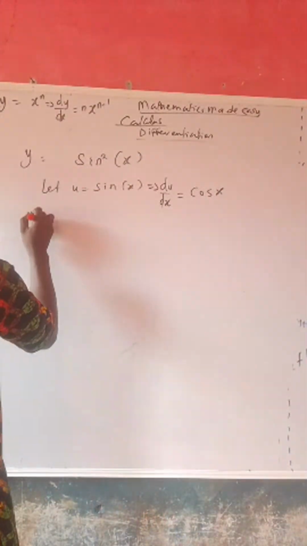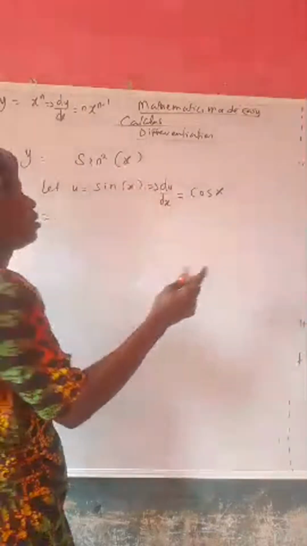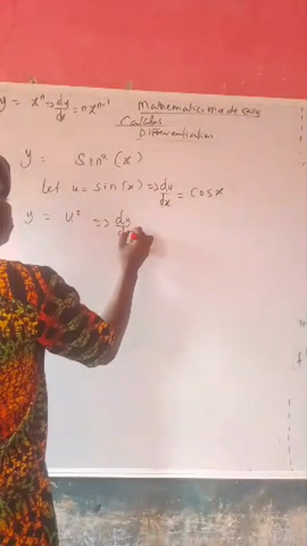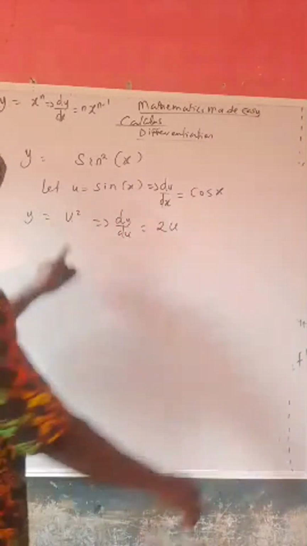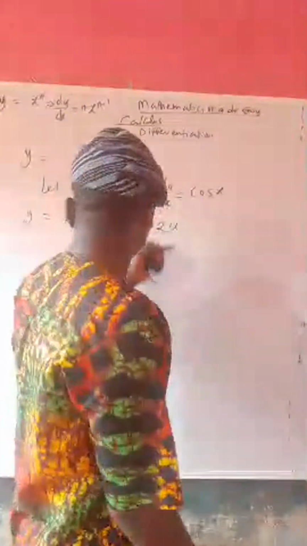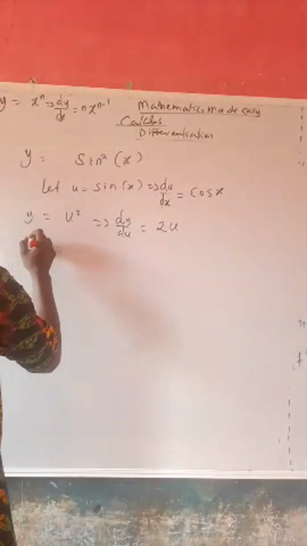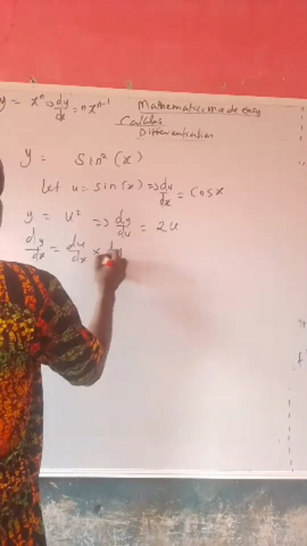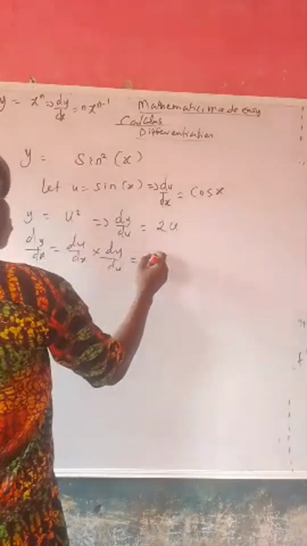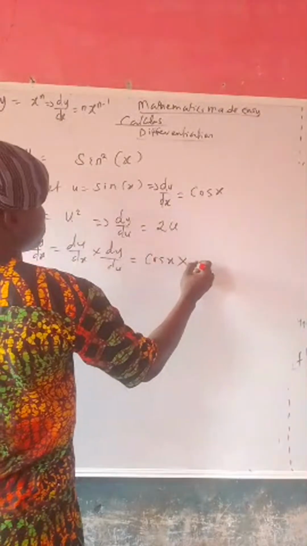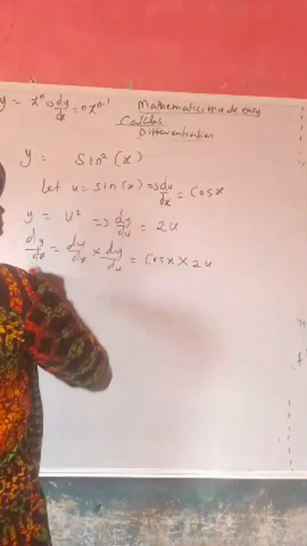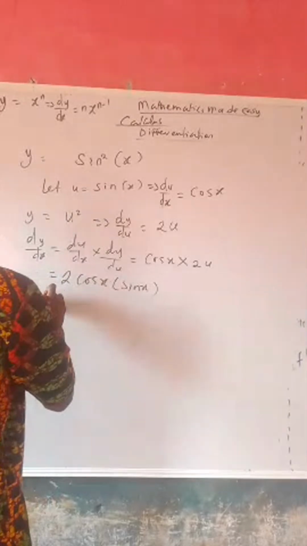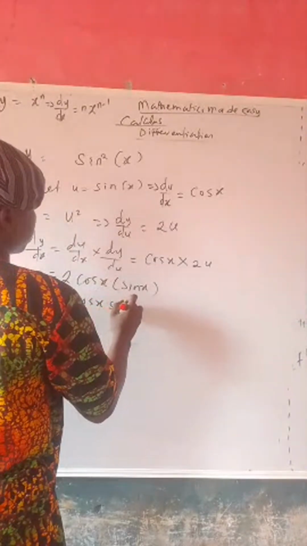Then you come back here. We have y equals, sine x is u, so you have u raised to the power of 2. Then dy/du will give us what? 2u. You differentiate u squared, you get 2u. Good. So we're going to have dy/dx equals du/dx multiplied by dy/du. So du/dx is cos x, and dy/du is 2u, and remember, u is sin x. So this will be equal to 2 cos x sin x.